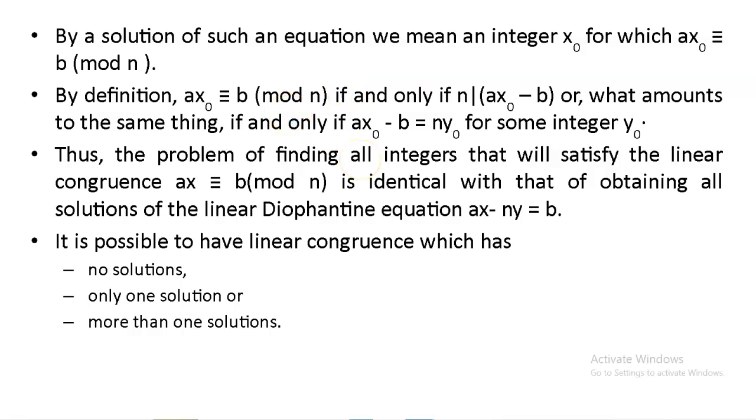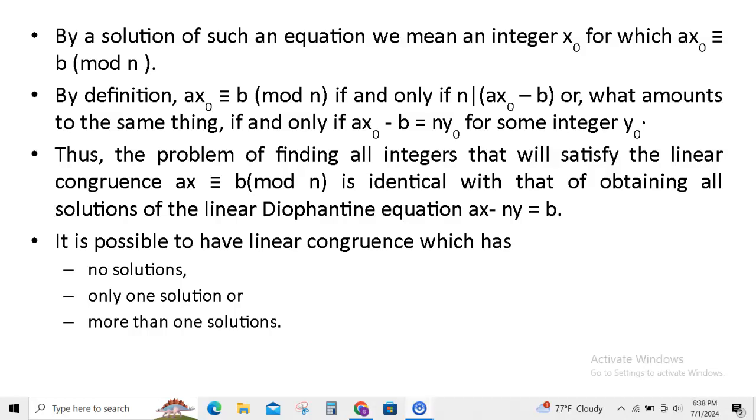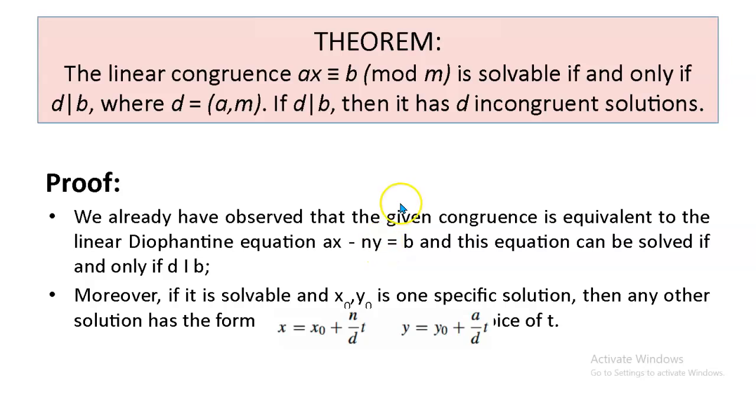So here, as we know, the number x naught is such that ax congruent to b mod n. This is true if and only if n divides a x naught minus b, or put another way, it amounts to the same thing. Thus we will have to find all the integers that satisfy this congruence. Here we may have no solution, one solution or more than one solution. Any linear congruence ax congruent to b mod n is solvable if and only if d, which is equal to GCD of a and n, divides b. If d divides b, then we can say that it has d incongruent solutions.